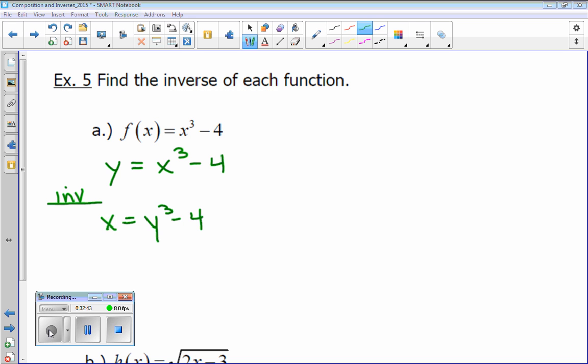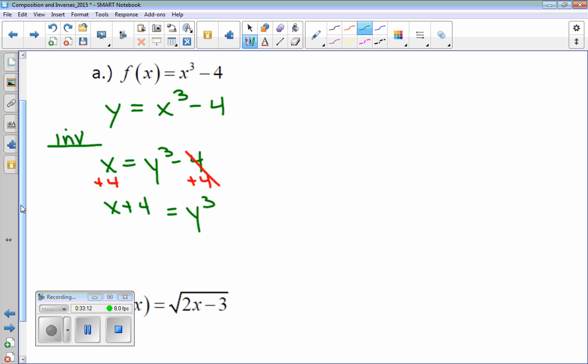What am I going to do first to solve for y? Yeah, add 4 to both sides. So when I add 4 to both sides, it cancels on the right-hand side, so I'm left with the y cubed over there, and I have x plus 4 over here. Now, what do I do to solve for y? Cube root, right. To solve for y, I need to take the cube root of both sides. That's exactly right. Cube root, cube root. So the inverse function, I'm going to go ahead and just rewrite it, is the cube root of x plus 4.